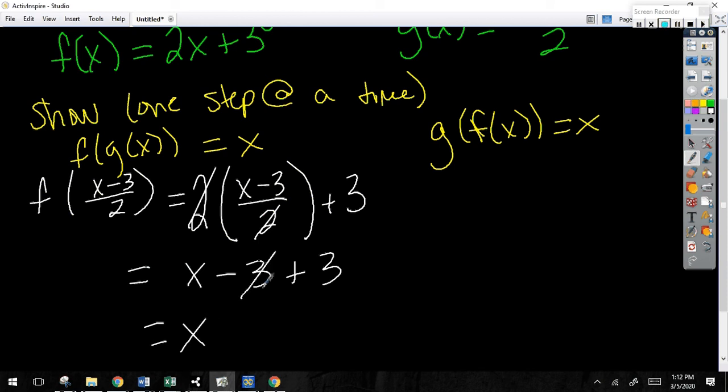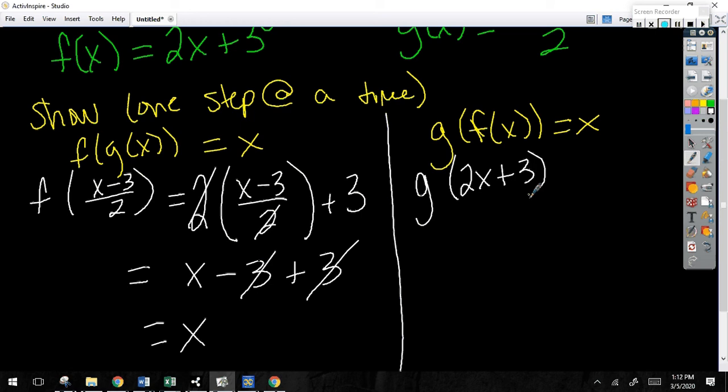This is one of those things where I'm telling you what to start with. I'm telling you what it's going to equal. Your job is to show me all the middle steps. Backwards and forwards, because it's only verified if it does both ways. So this time 2x plus 3 goes into g. So I have, remember it's x minus 3, so 2x plus 3 minus 3 over 2.